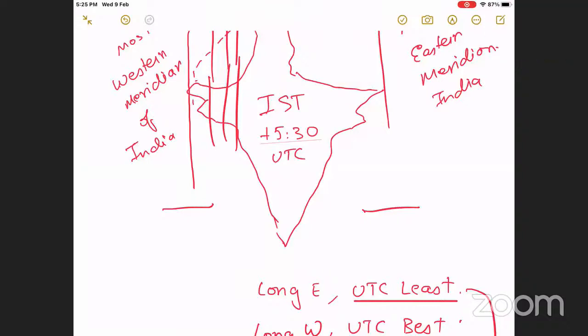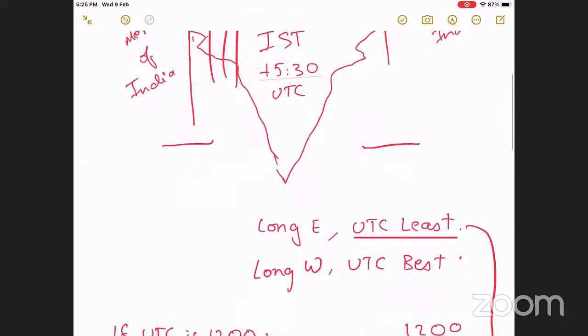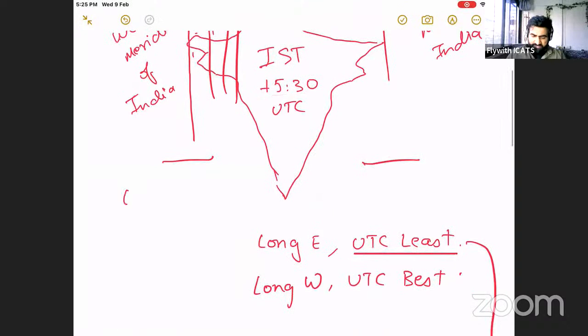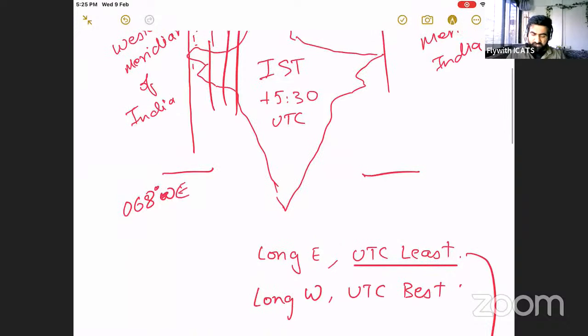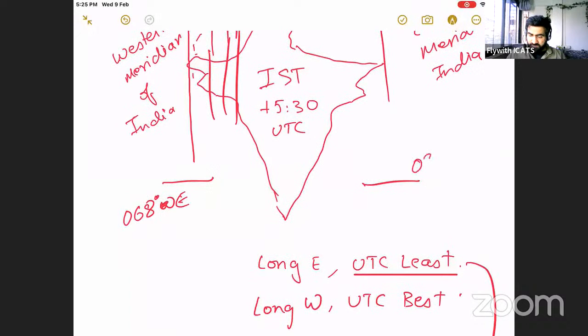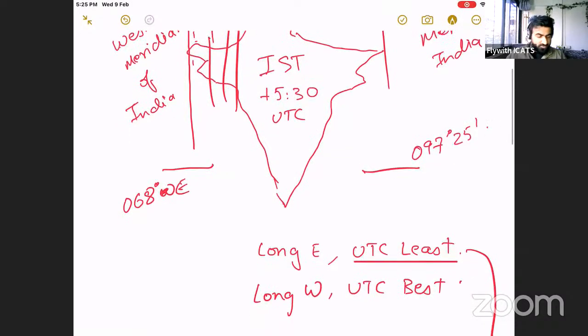Okay. Yes, sir. And Vivek Dhakat has given me most western point as 068. And most eastern point, correction, this will be east only for us, is 097 degrees, 25 minutes. Okay.